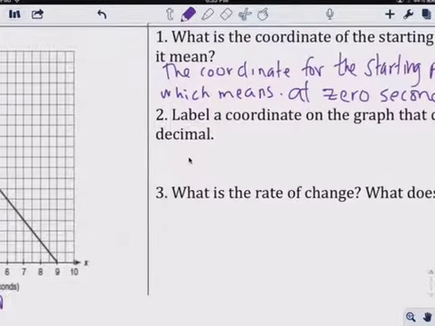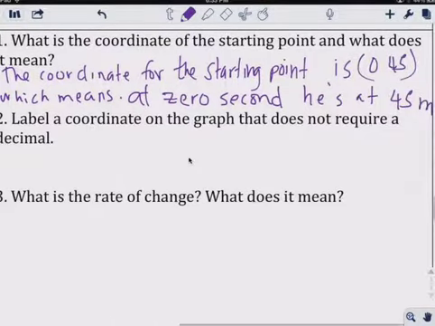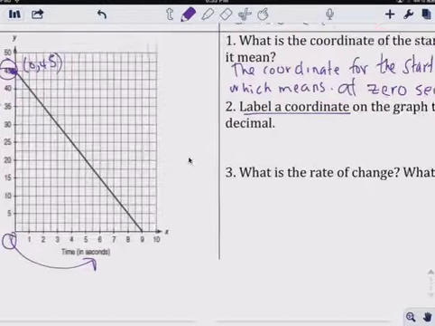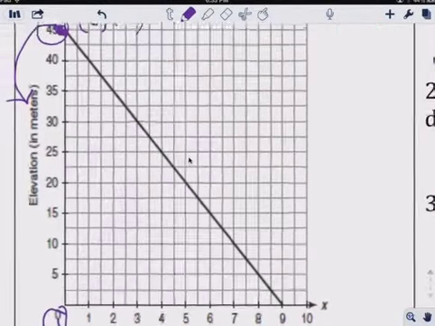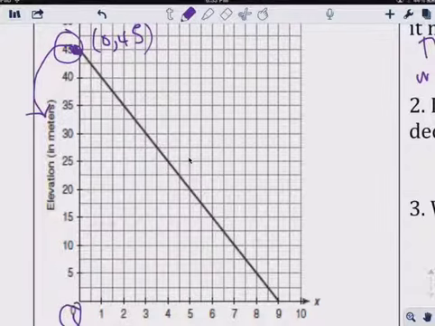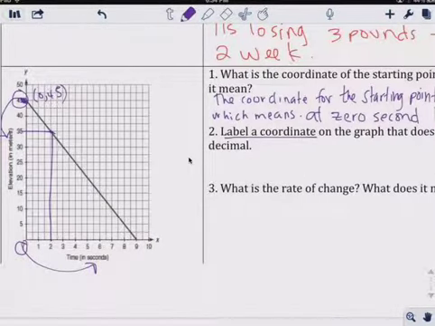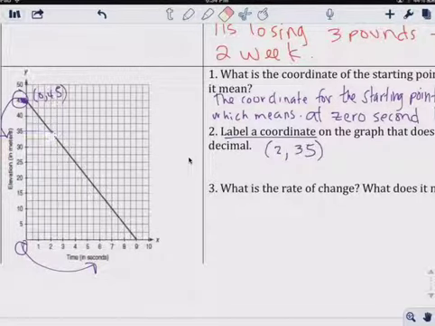Label a coordinate on the graph that does not require a decimal. So we want to label a coordinate on the graph that does not require a decimal. So, I'll choose 2, 35. That's good. They're both no decimal in there. So 2, 35. That's our coordinate. Okay.